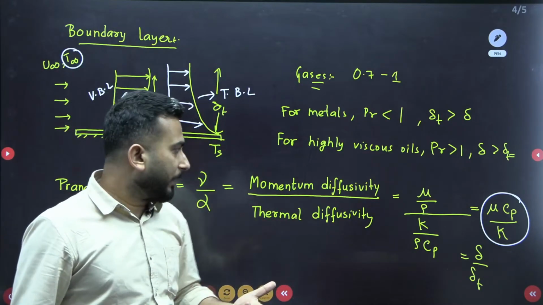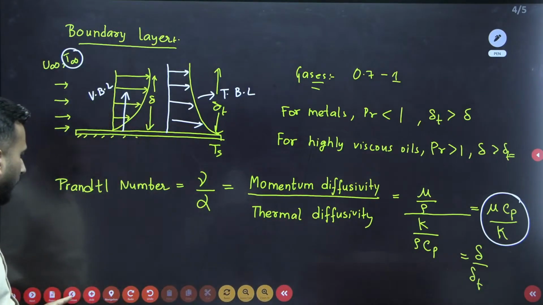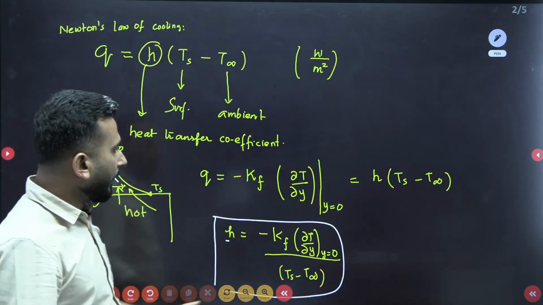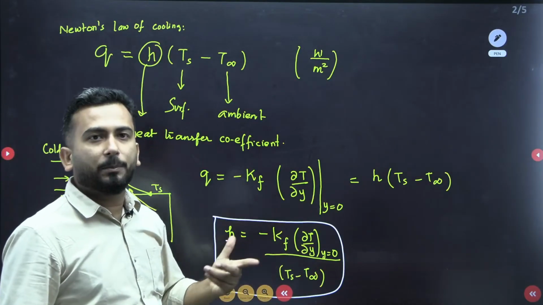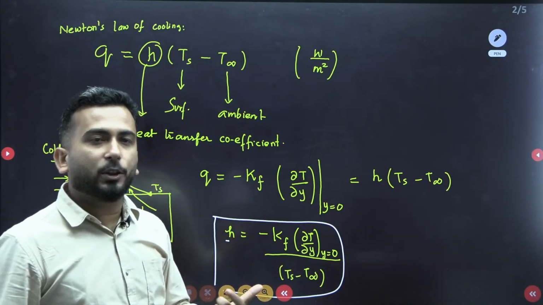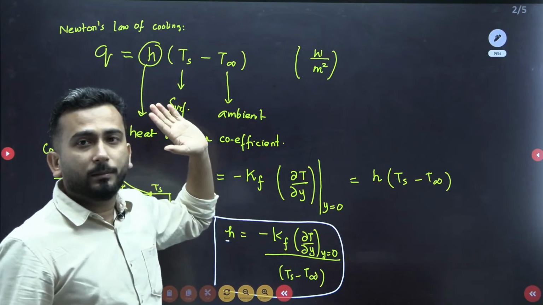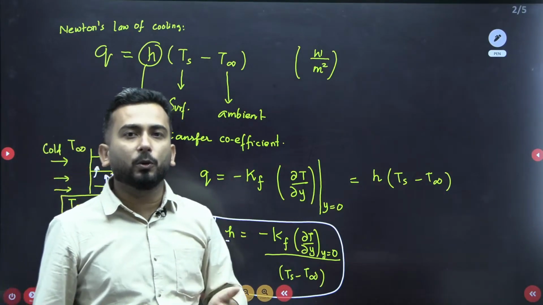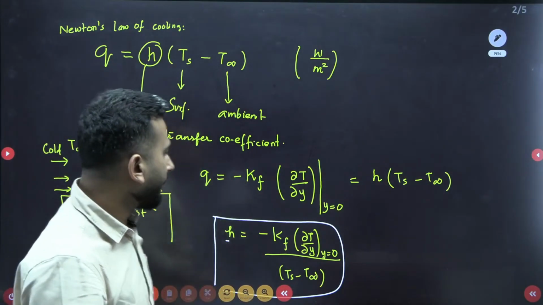Why? Because you remember that you need to find the value of del T by del Y. The slope is important. If you know this value, you will know h. If you know h, you will know the value of Q, and that is the purpose. You want to know about the heat transfer. Okay.